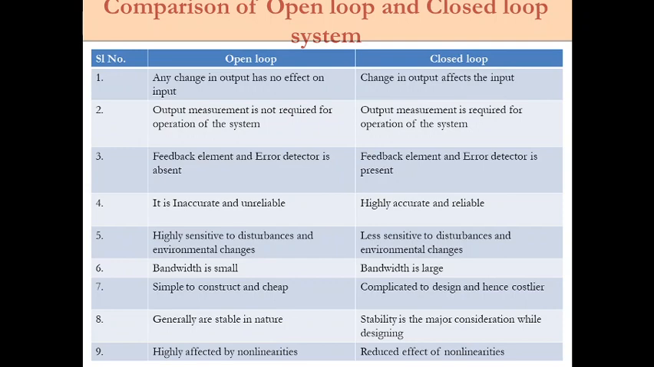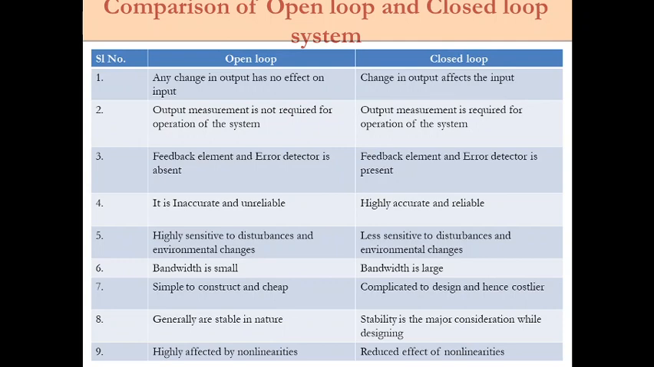Then the fifth one is that open loop is highly sensitive to disturbances and environmental changes, because we are not comparing the output with the input. Input will be fixed, and whatever the output may be, if you are not considering all those things, obviously it will be highly sensitive to disturbances and environmental changes. But closed loop is less sensitive to disturbances and environmental changes. As soon as any change happens, the controlling action will take place based on the disturbances, either internal or external. So that is the reason why we can call them less sensitive.